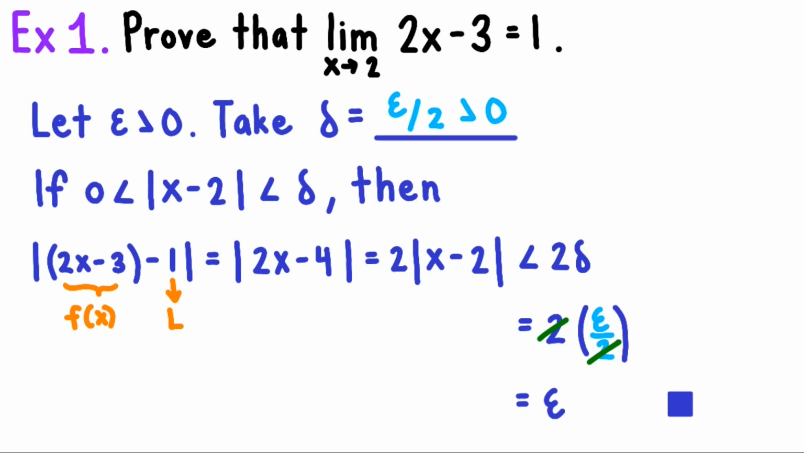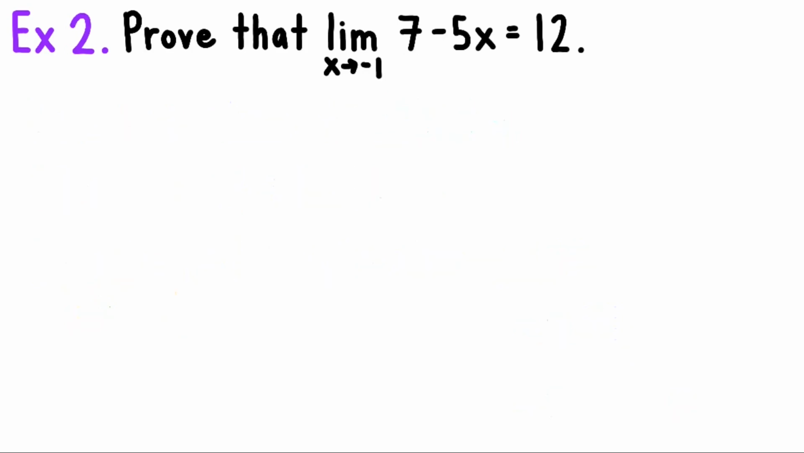Let's try out the next example. In here we are tasked to prove that the limit of 7 minus 5x as x approaches negative 1 is equal to 12. So again, feel free to pause the video so that you may try this one first on your own.